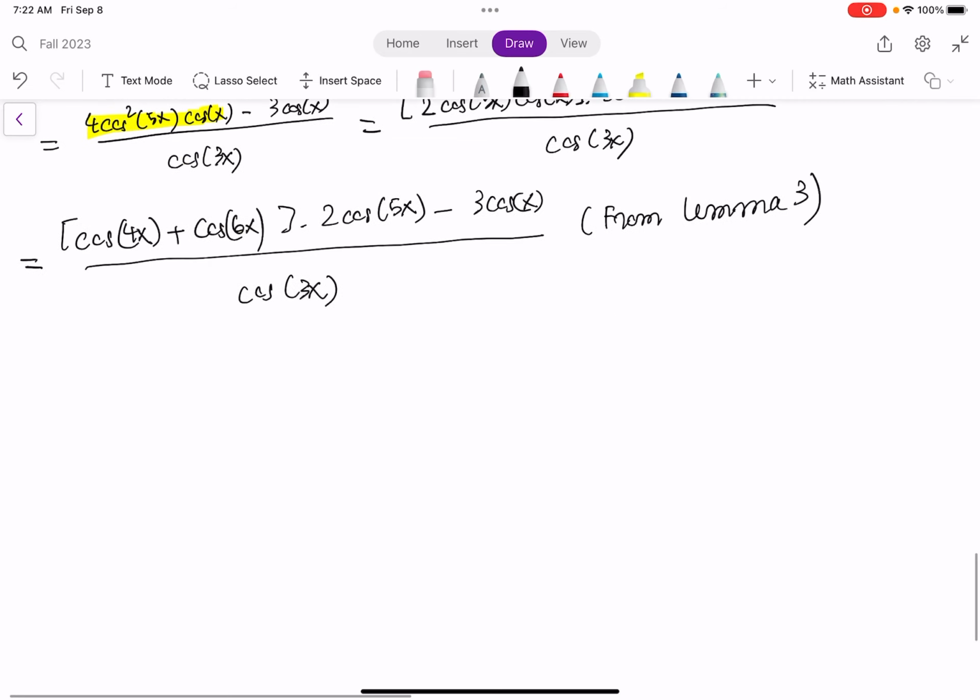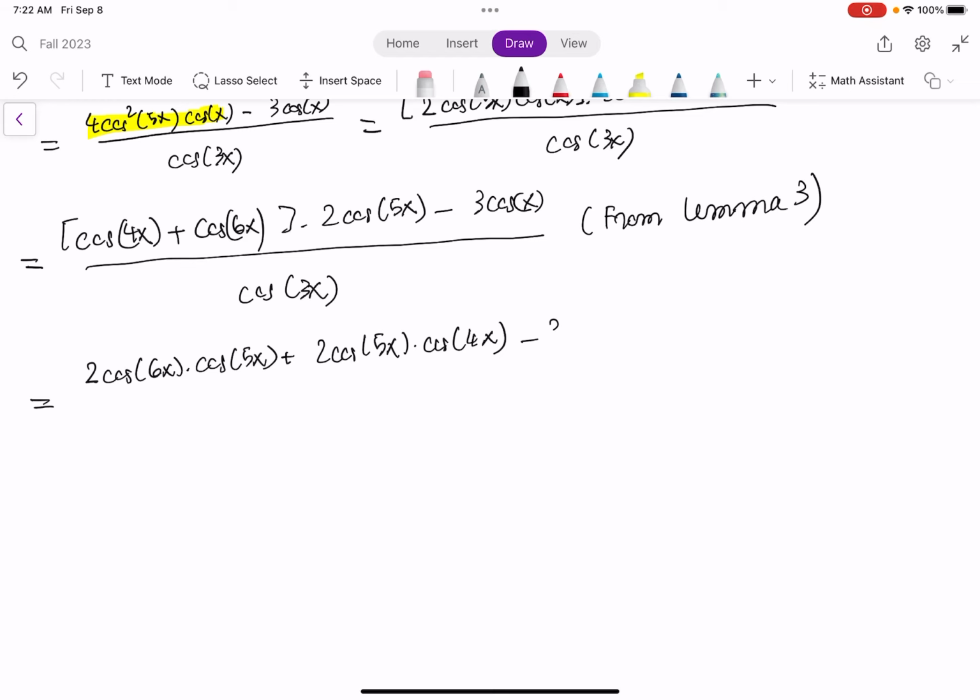Okay, let's go ahead and keep expanding. You see how it can expand. So it's really very interesting. If you keep expanding that, you get 2 cosine of 6x times cosine of 5x plus 2 cosine of 5x times cosine of 4x. Yeah, just multiply it out. Minus 3 cosine of x over cosine of 3x.